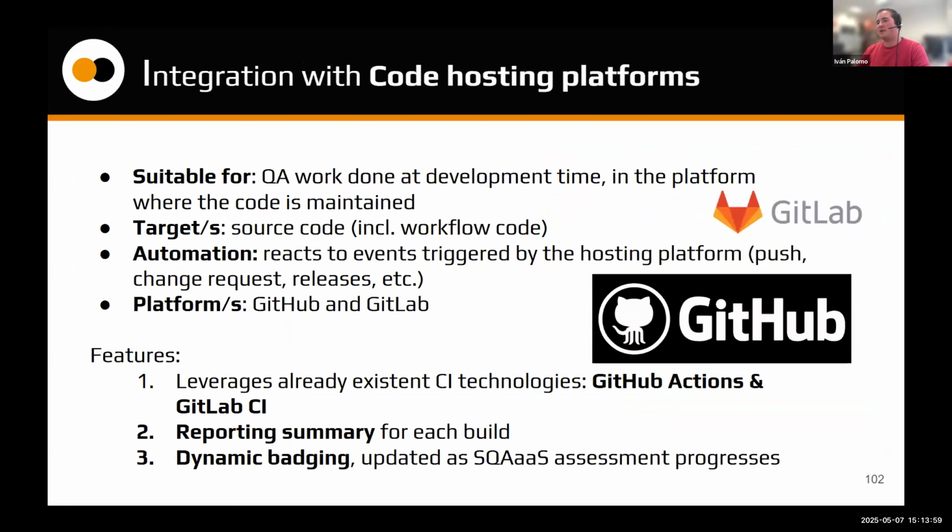Also, SQAS is integrated with code hosting platforms such as GitLab or GitHub, so that you can do quality assurance work at development time inside the platform where the code is being maintained. This reacts to events triggered by the hosting platform such as pushes, change requests, etc. It features already existing CI technologies such as GitHub Actions and GitLab CI. It provides a reporting summary for each build and allows for dynamic badging, updated as the assessment progresses.